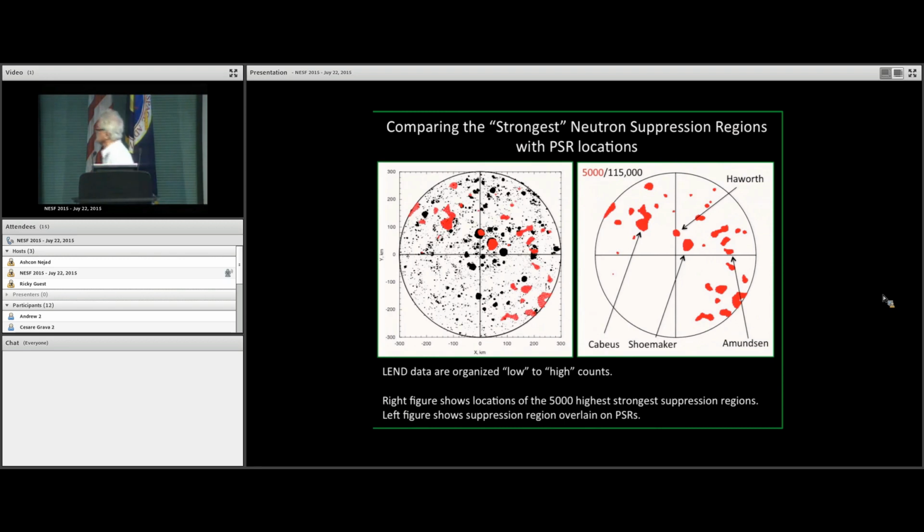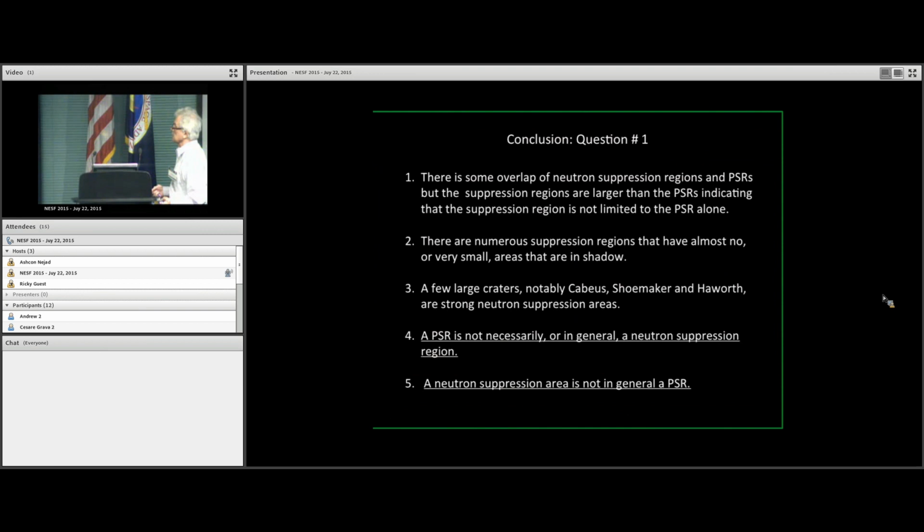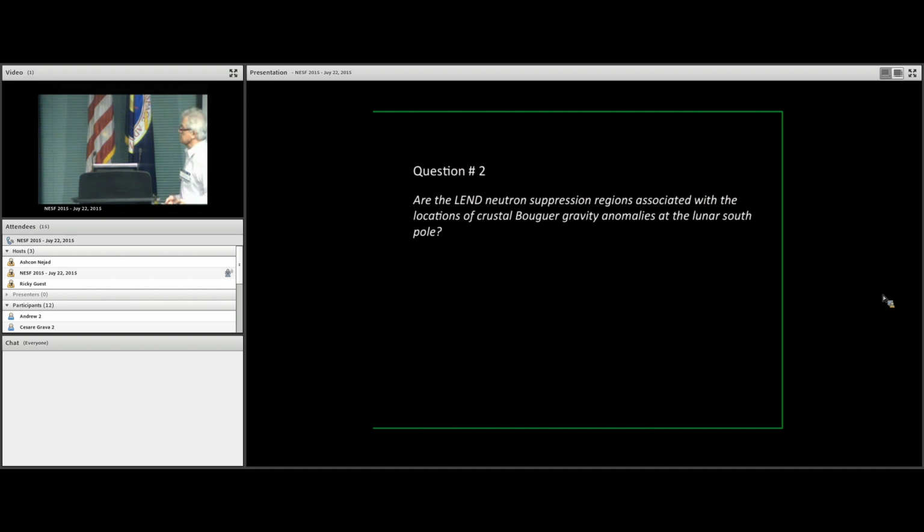This is just a fuller data set of 5,000. I'll come back to this in a moment. Anyway, quickly looking at this, the suppression regions don't exactly tie up very well. There are numerous regions where things don't fit, and the bottom line is a PSR is not necessarily, or in general, a neutron suppression region, and in reverse, a neutron suppression area is not in general a PSR. Okay, fair enough. So we'll move on now to what the gravity field does.